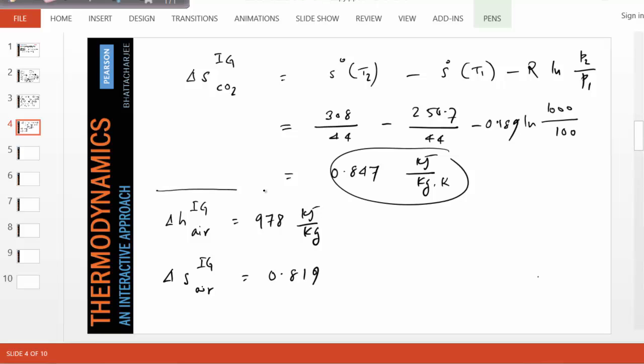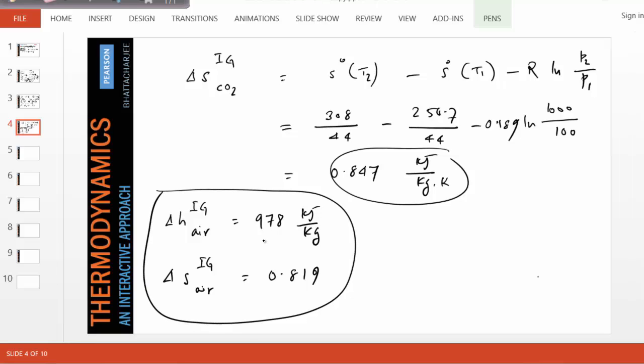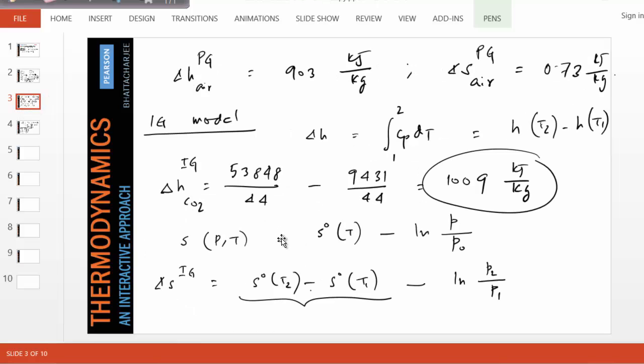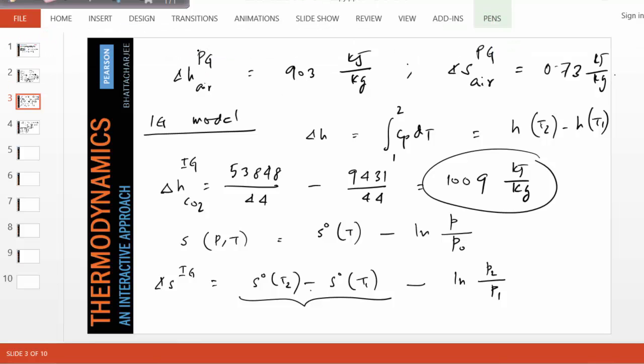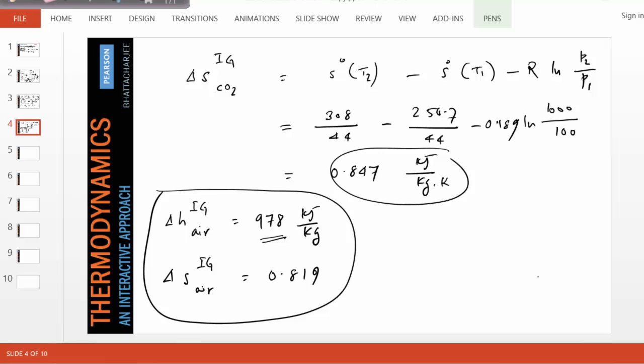The reason I'm doing this is it's very easy to calculate, but also it's better to appreciate. Look, 978 versus, I thought we did that for the PG model, 903. Notice the difference between the PG model and IG model. This is the PG model value, it is not that big, especially entropy 0.73, 0.82, whereas for CO2 it's much bigger. And for gases such as argon, helium, which are truly perfect gases, there'll be absolutely no difference.